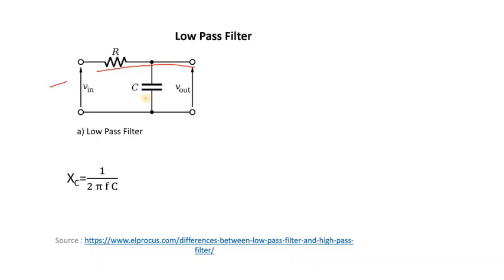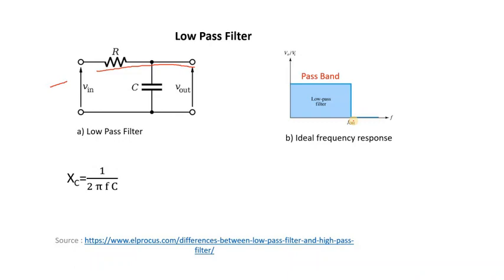Slowly and slowly what happens? Your impedance starts decreasing, capacitive reactance starts decreasing, because as frequency increases, this capacitive reactance decreases. So some of the signal will be grounded, and at very high frequencies, instead of going here, your output is 0. So this is your ideal frequency response. That means at low frequencies, everything is passed, and at high frequencies, it does not allow anything to pass through it.